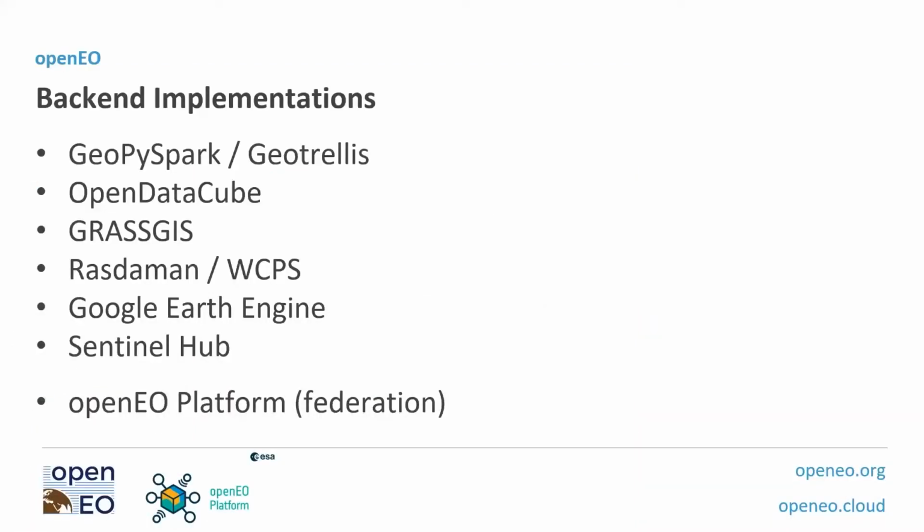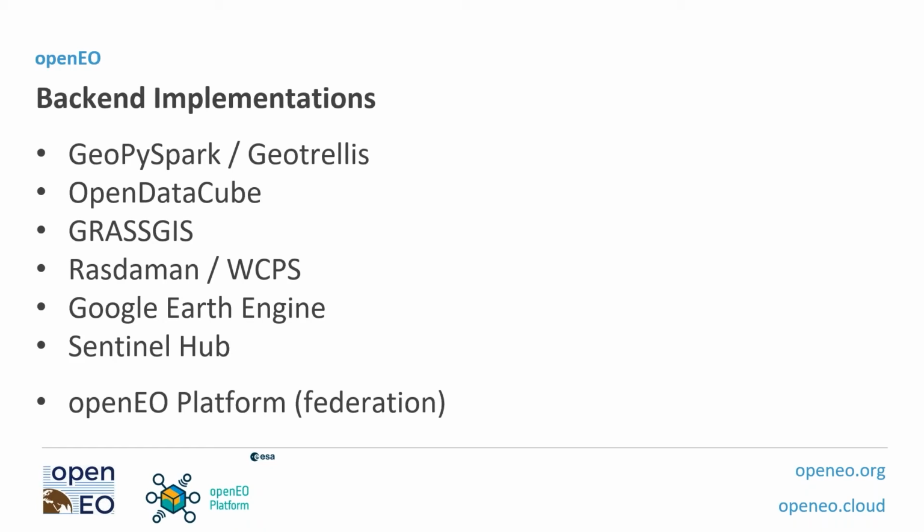There are a couple of backend implementations which are all open source, which you can reuse and set up. For example, for GeoPySpark, GeoTrellis, we have multiple instances running on Open Data Cube, which proxy that interface, or GraphJS, Rasterman, WCPS is also interfaced. And we have prototype implementations also for Google Earth Engine. So you can basically run anything on the Google Earth Engine as well, using our processing environment. And Sentinel Hub is also in the making.